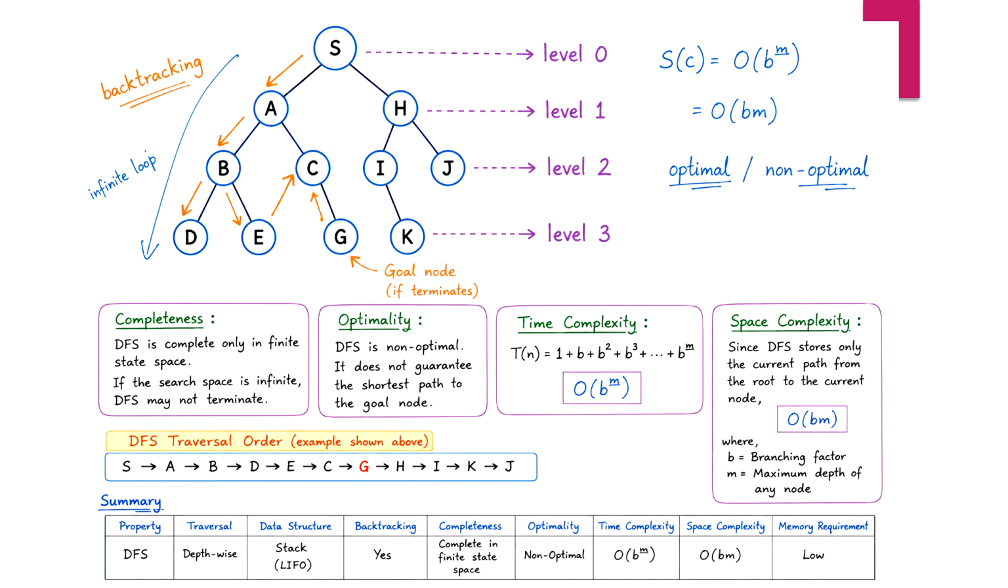B is also visited, so it will go to C. C has only one child node, which is G. G is the final goal node. Now only we got the goal node. Finally, the DFS traversal order is S, A, B, D, E, C, G.